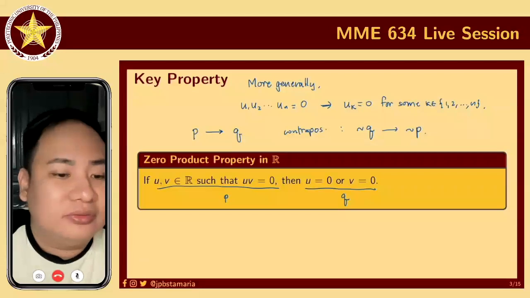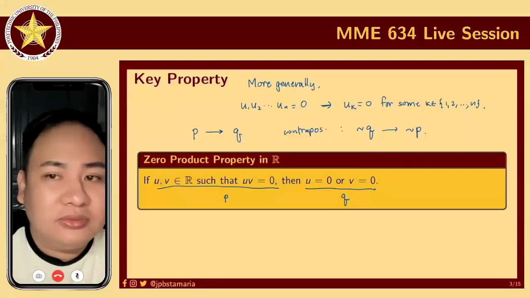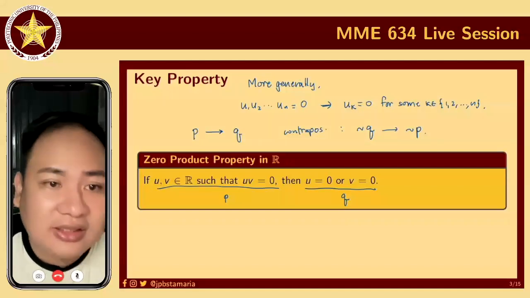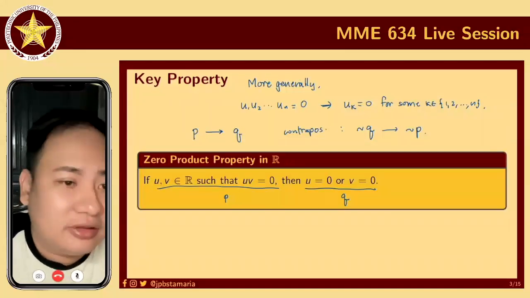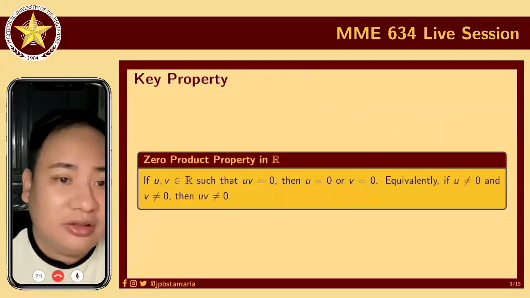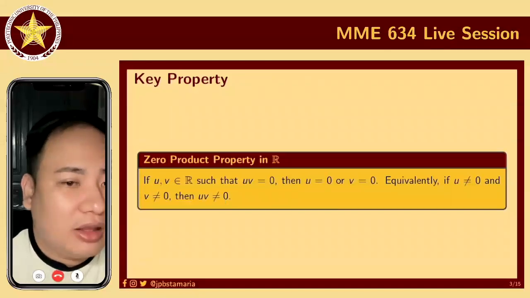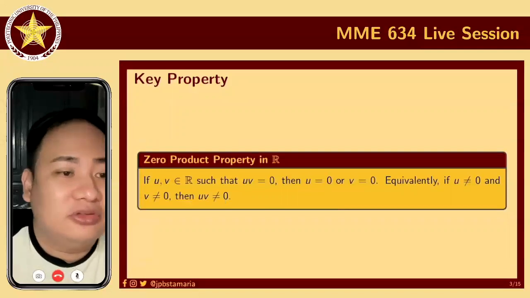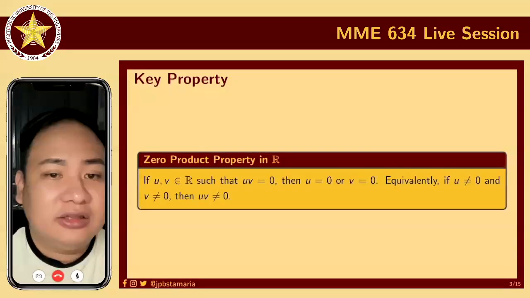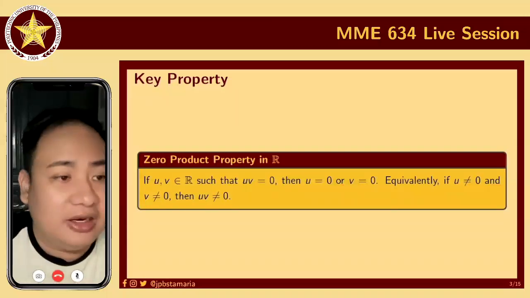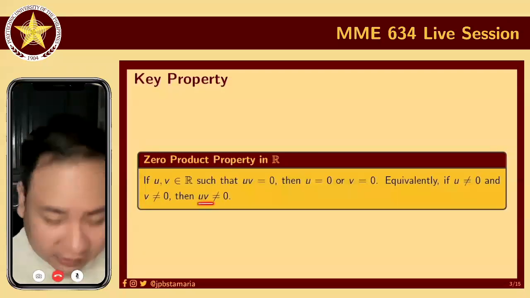Okay. So, kapag si u or v, kapag si u ay hindi 0 and si v ay hindi 0, then the product uv is not 0. In fact, that's the contrapositive. That's why, equivalently, we can say that the zero product property is also the following. Kapag hindi 0 yung u at saka yung v, and, no? Yung or magiging and kapag ninenegate kasi. Diba? De Morgan's law. Yung product ay hindi 0.